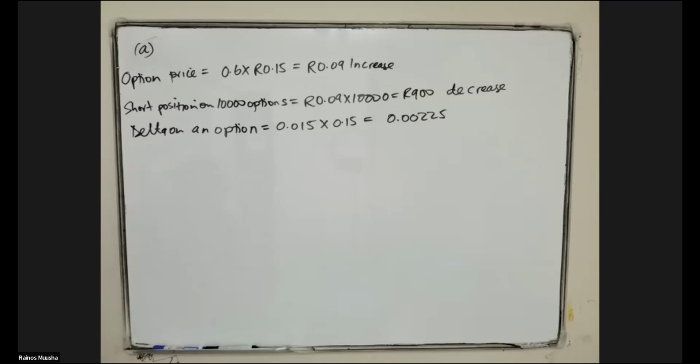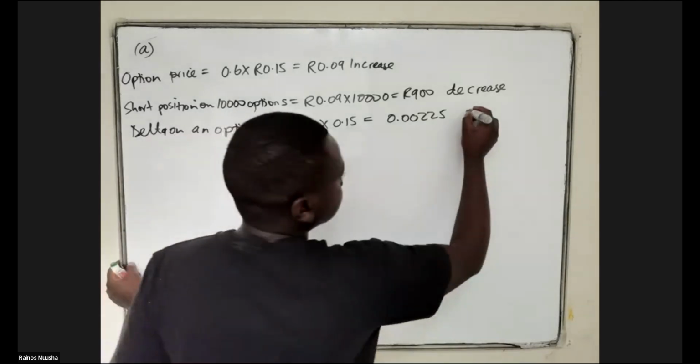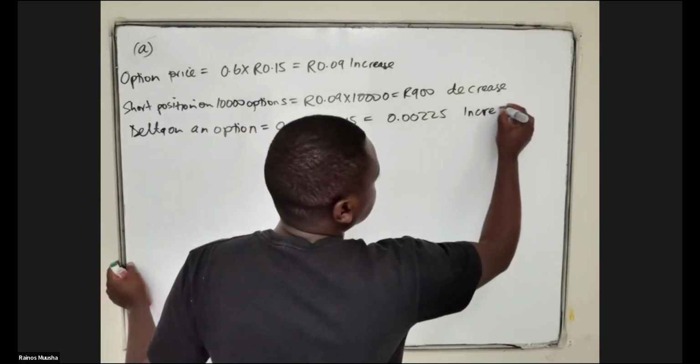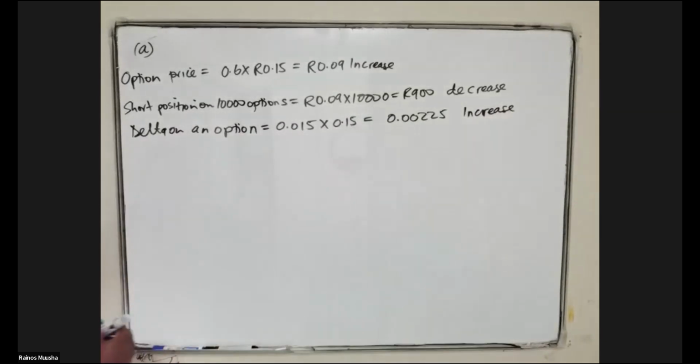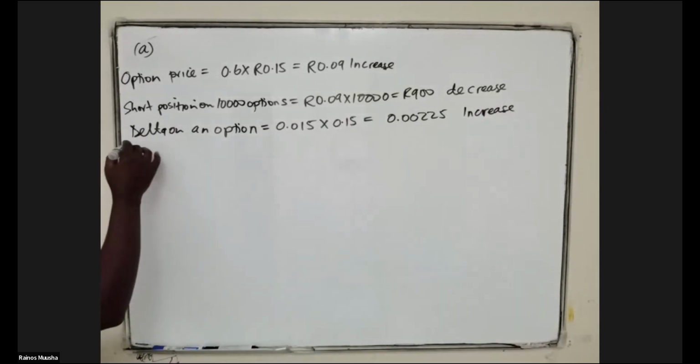Remember, the gamma and the delta, they always move in the same direction, isn't it? So if they tell us that the stock price is going to be increasing by a certain amount, it would also mean that when it comes to the delta, we also expect the delta on the option to increase by a certain amount as well. So the delta of the option is going to be increasing.